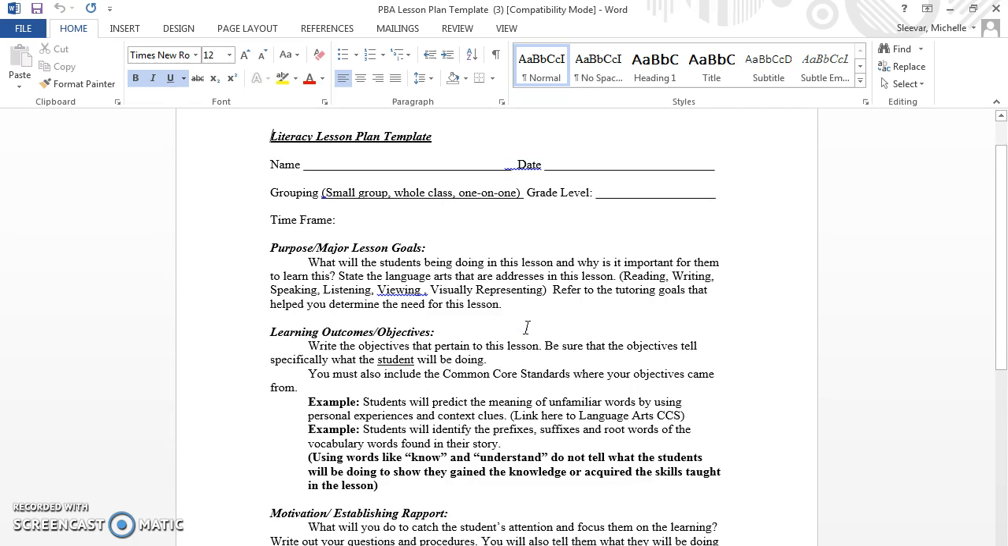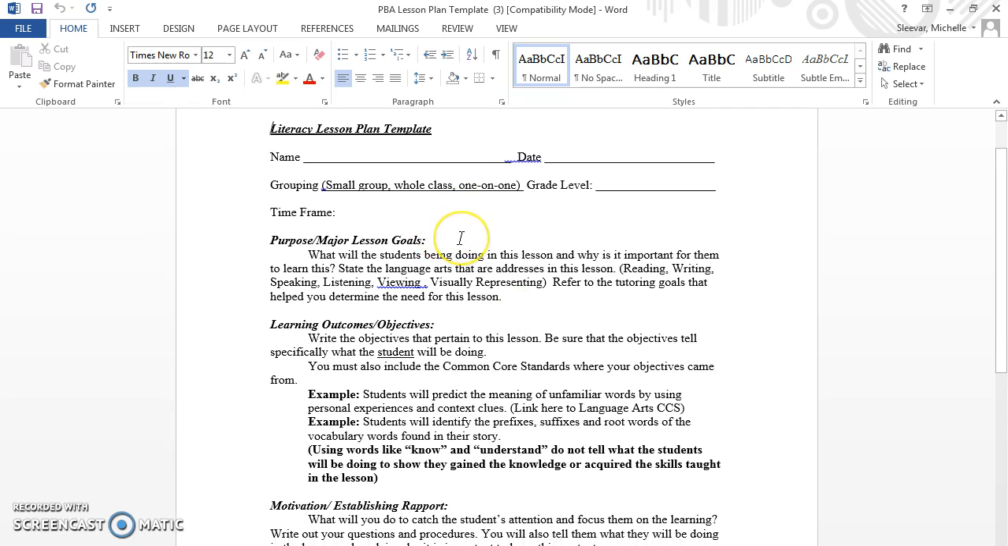Moving to the first section is the purpose and major lesson goals. In this section is where you are going to be explaining the goals that you've set for your student that you're addressing in this particular lesson. For example, you might state that you are addressing sequencing in your reading goal 1 and perhaps also sequencing in your writing goal 2, for example, and then any of the other language arts that you might also be addressing.